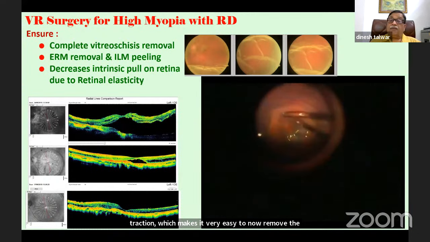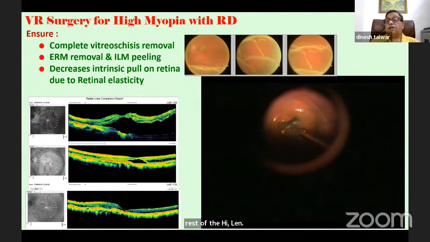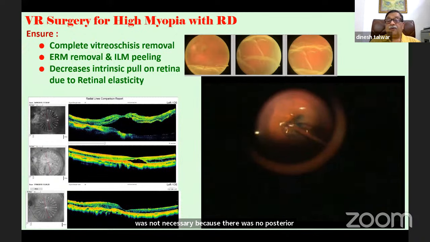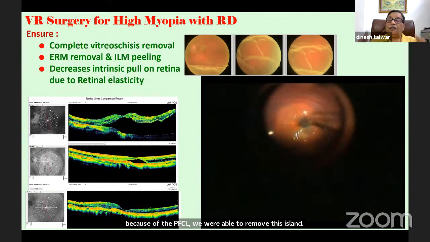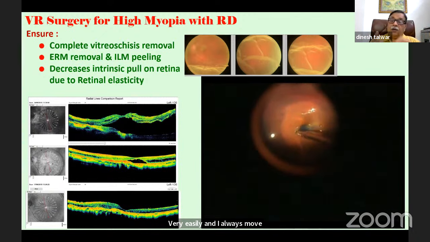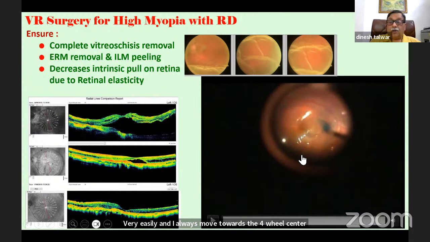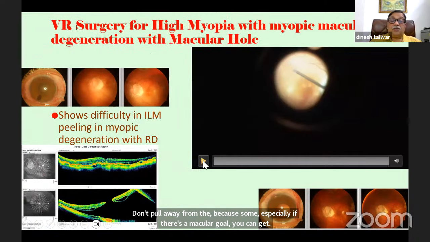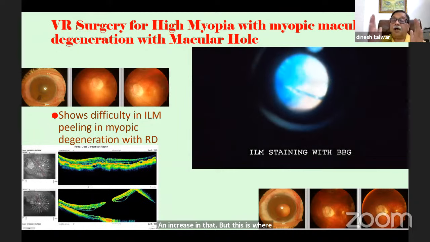Of course, I again repeat, in this particular case, it was not necessary because there was no posterior staphyloma. But because of the PFCL, we were able to remove this ILM very easily. And I always move towards the foveal center. Don't pull away from the fovea because especially if there's a macular hole, you can get an increase in that. But this is where sometimes you can have a problem in a patient with a macular hole.